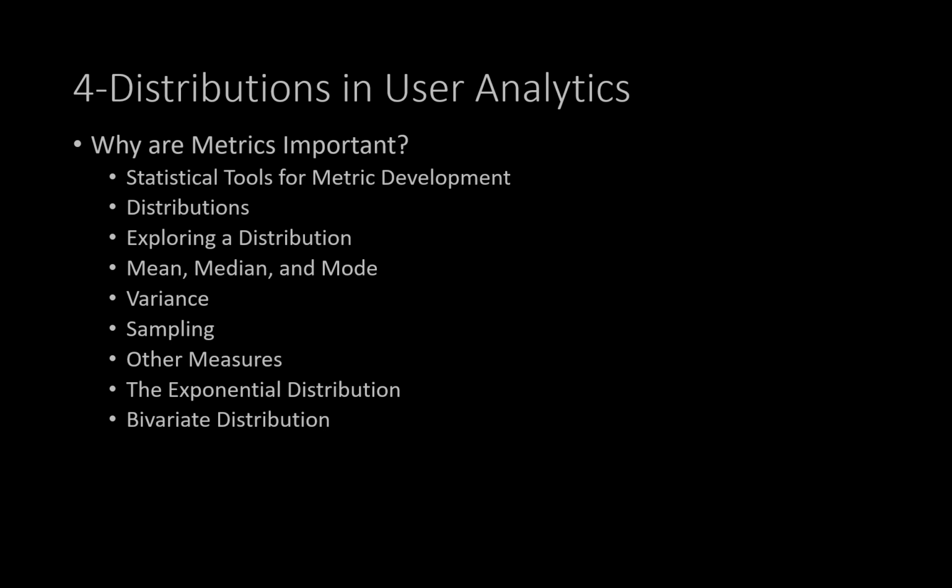Mode. Mode is the most frequently occurring value in a distribution. In a normal distribution, usually the mean is equal to the median and the mode.